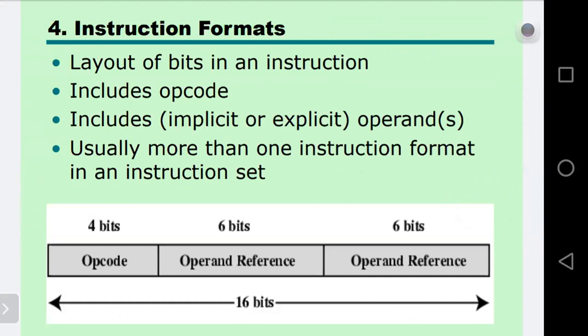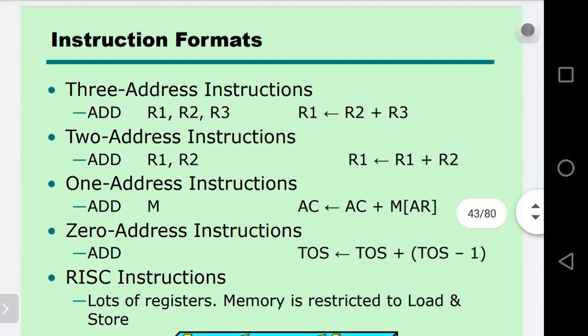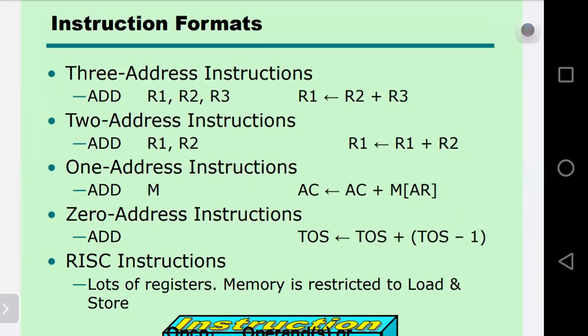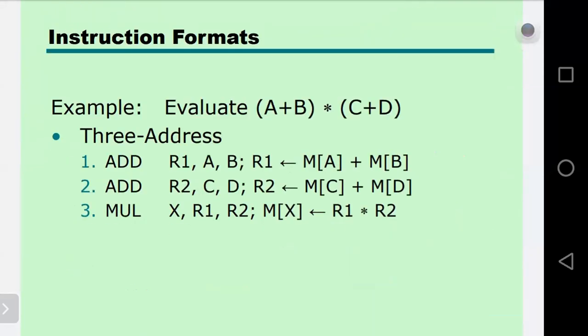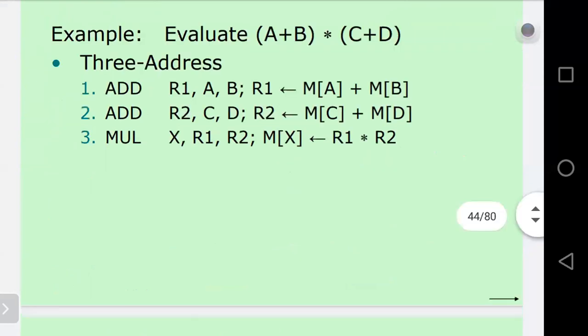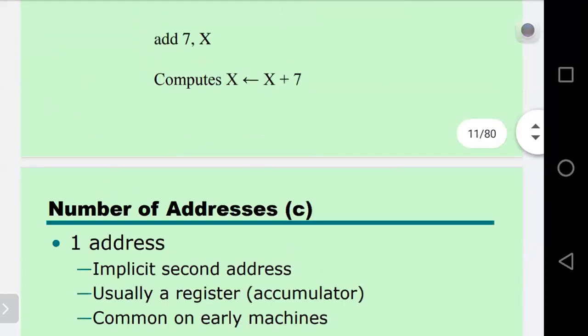Then the next topic that we discussed is instruction format. The same thing we discussed earlier: opcode and operand reference 1 and reference 2. In instruction format, we have seen how we can execute the instruction in different ways, like 3 address instruction, 2 address instruction, 1 address instruction, 0 address instruction, and the RISC instruction. In this topic, we have seen the equation A plus B into C plus D, and how we can evaluate it by 3 address, similarly by 2 address, 1 address, and 0 address.